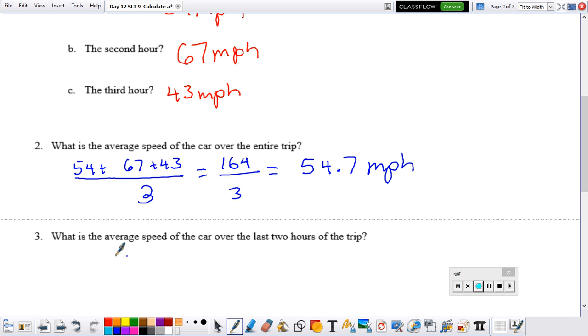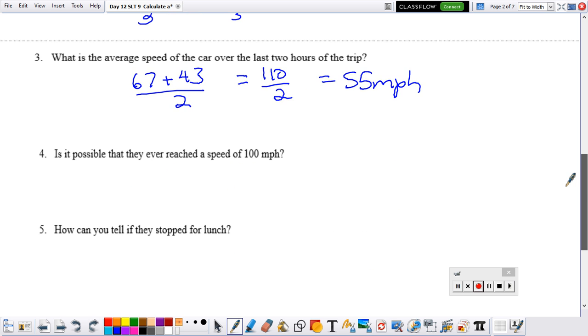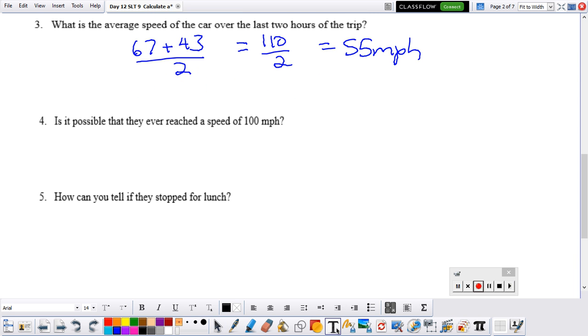All right. What is the average speed of the car over the last 2 hours of the trip? So if we eliminate the 54, we say 67 plus 43 over 2, which is 110 over 2, gives us 55 miles per hour. Is it possible that they ever reached a speed of 100 miles per hour? So for that, I'm going to say it is possible, but highly unlikely.